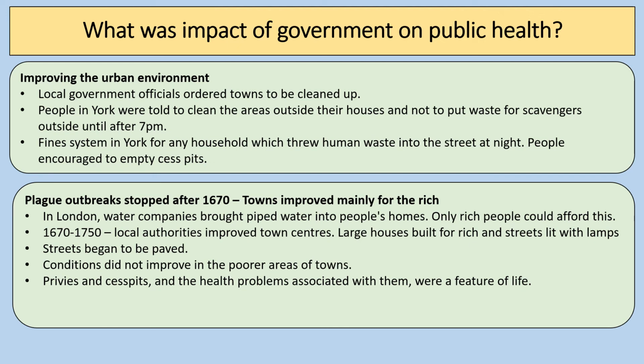There's again a big difference here. So in the poorer areas of towns, there was no real improvements that were made. So most of the improvements that local authorities brought in were in the richer areas of towns. Privies and cesspits and the health problems associated with them were still a feature of life during this time.